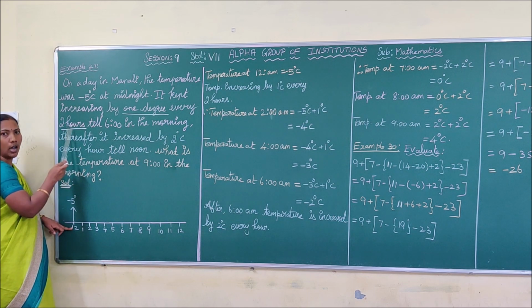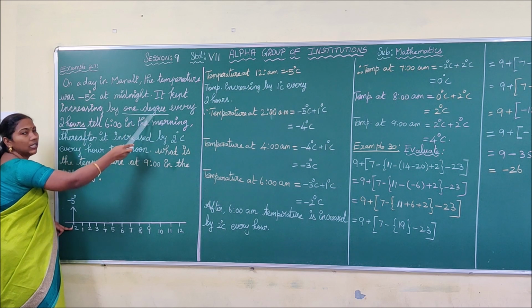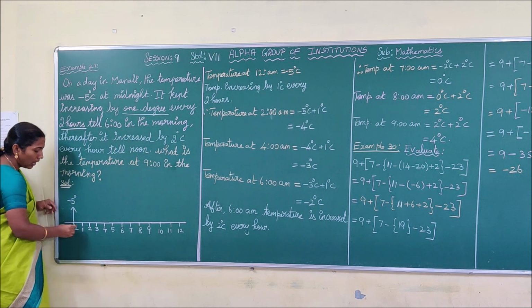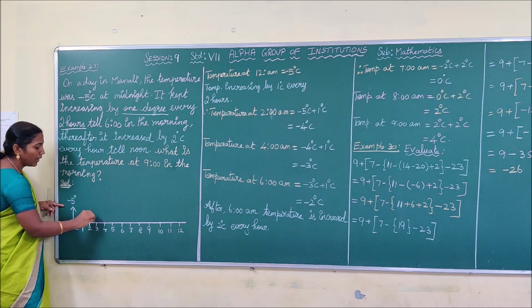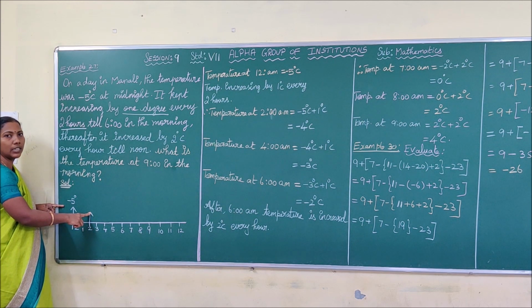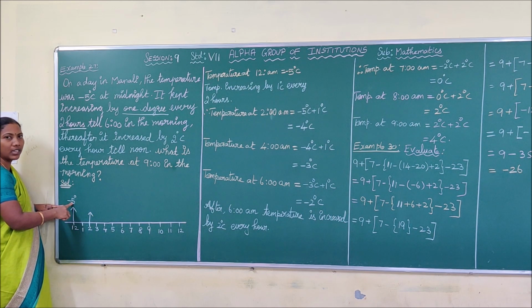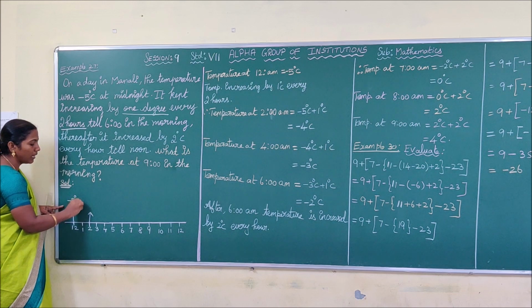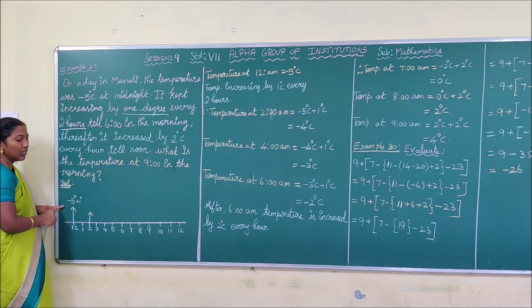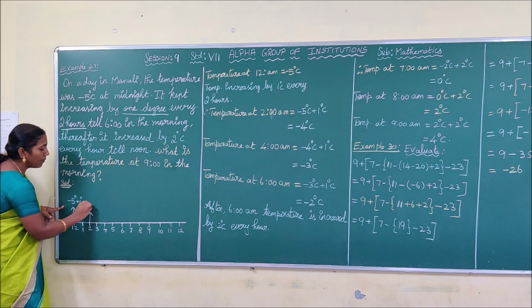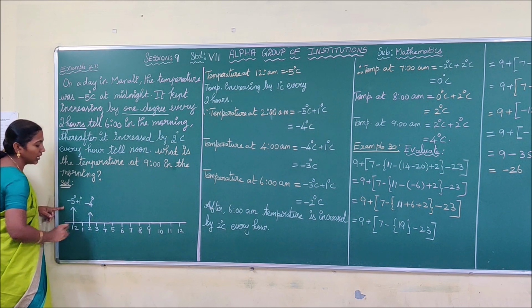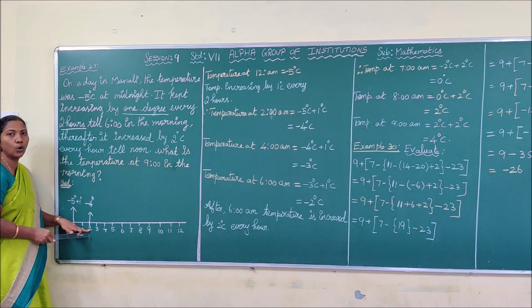After every 2 hours, the temperature is increasing by 1 degree. So, 2 hours after 12 is what? 2 o'clock. Therefore, by 2 o'clock, what is the temperature? How can we calculate? By adding 1 degree to this minus 5, that is minus 5 plus 1. The given integers have different signs, so you subtract the smaller number from the larger number. So you get minus 4 degrees Celsius. It is the temperature at 2 o'clock.